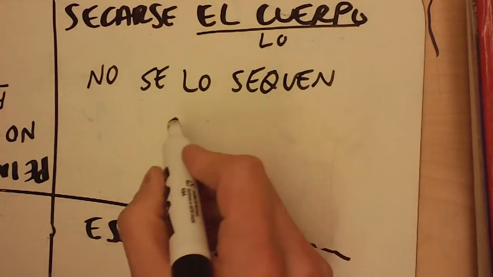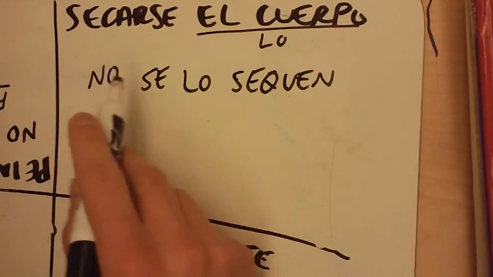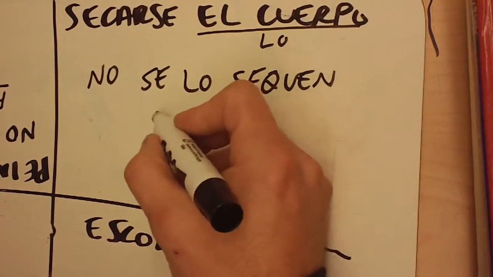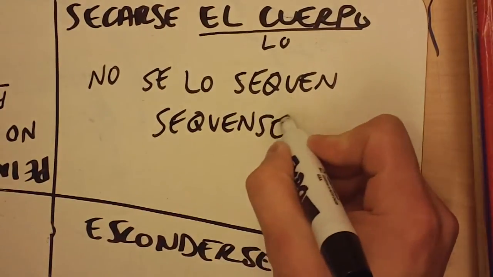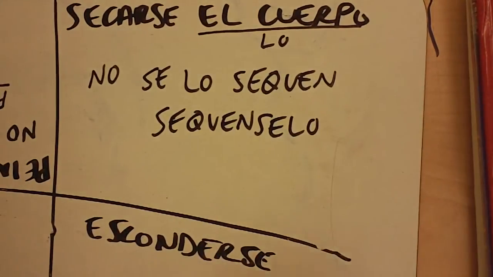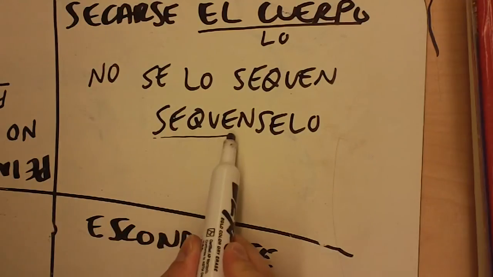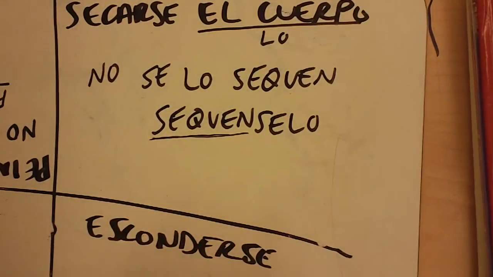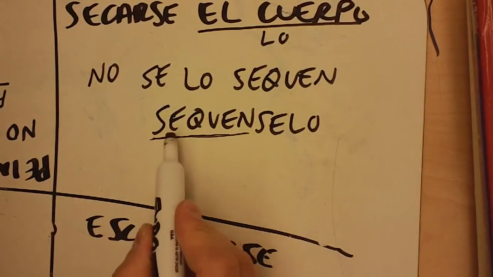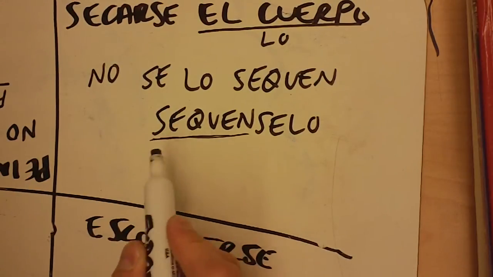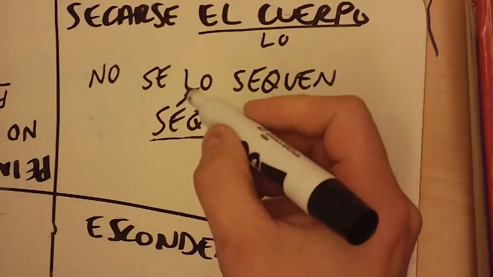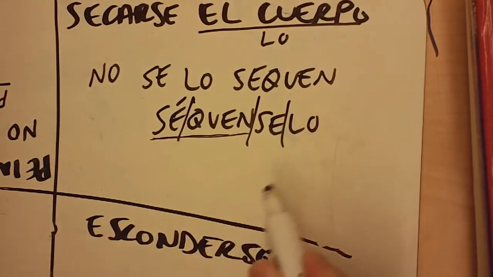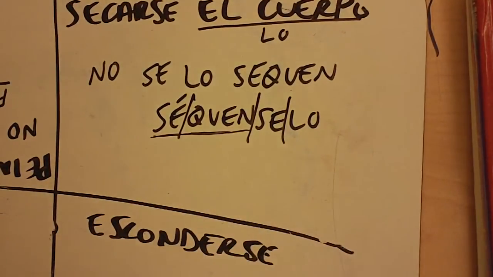Let's do the affirmative. These words, with the exception of the no, will all stay the same. We'll just change the order of them. So we'll have sequen se lo. Let's pronounce this word right here first by itself. It's sequen, sequen, sequen. You can hear that the stress is right there on that E. That's definitely more than three syllables back, so I'm going to have an accent mark there. Just in case you're curious, 1, 2, 3, it's on the fourth syllable back.